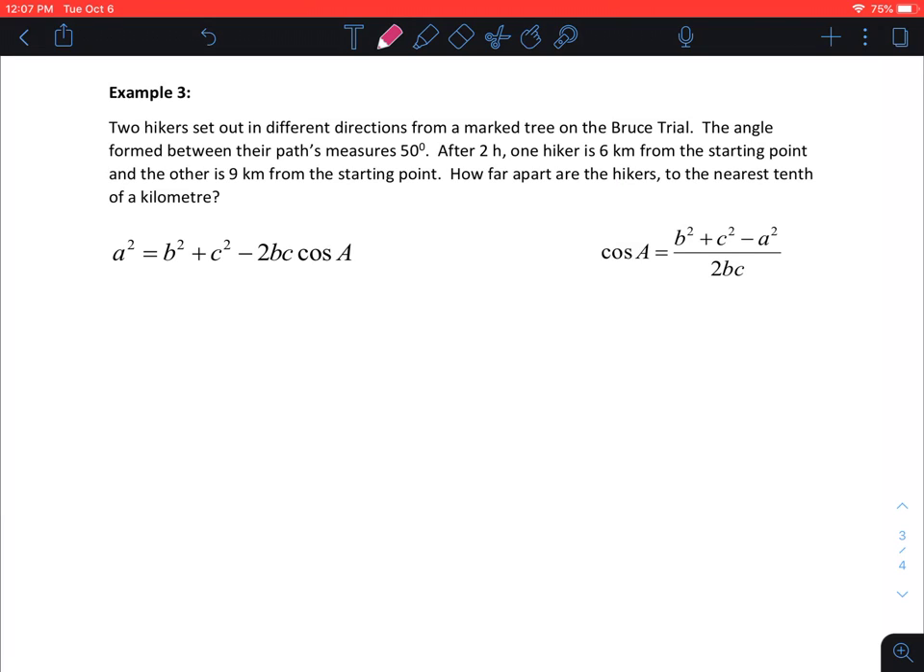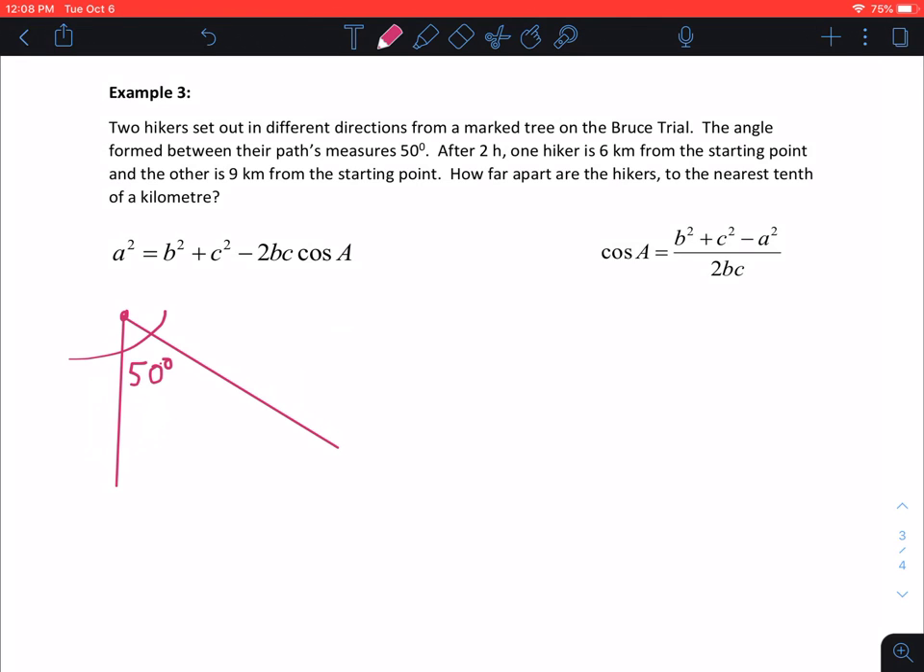So we want to start off by making a diagram. So the hikers start off at some point. This was a marked tree. Okay, so one hiker will say goes this way, and then another hiker goes this way. Okay, and they told us that this angle is 50 degrees.